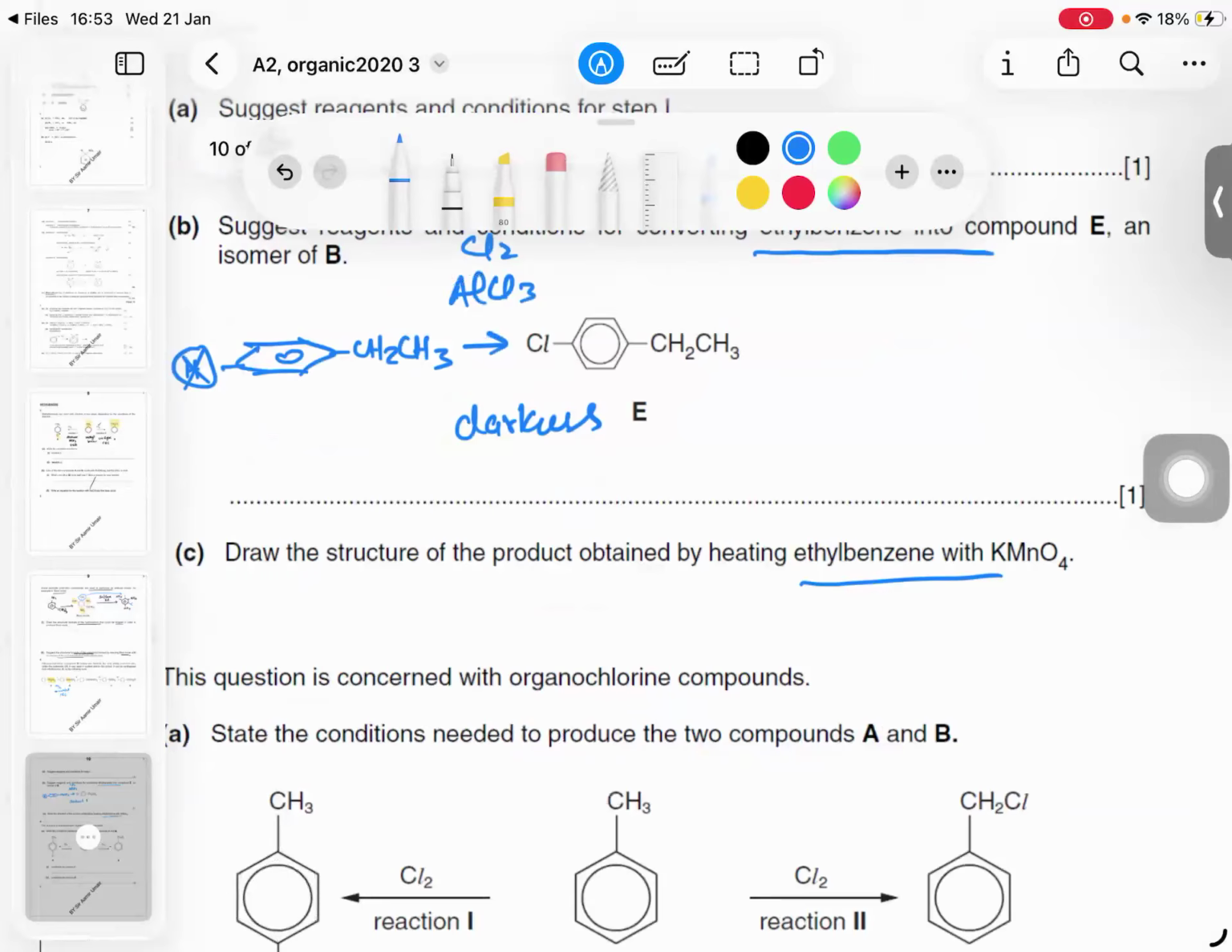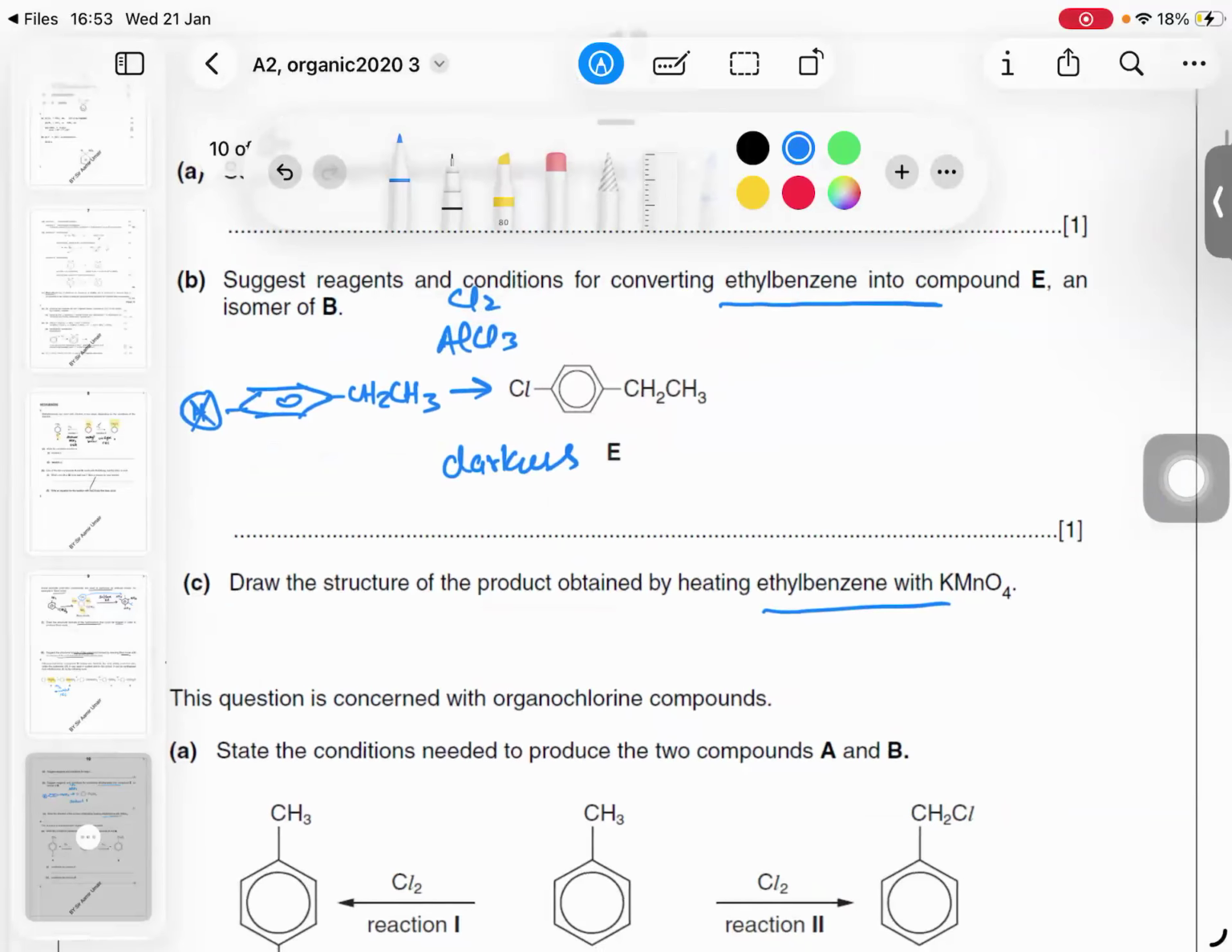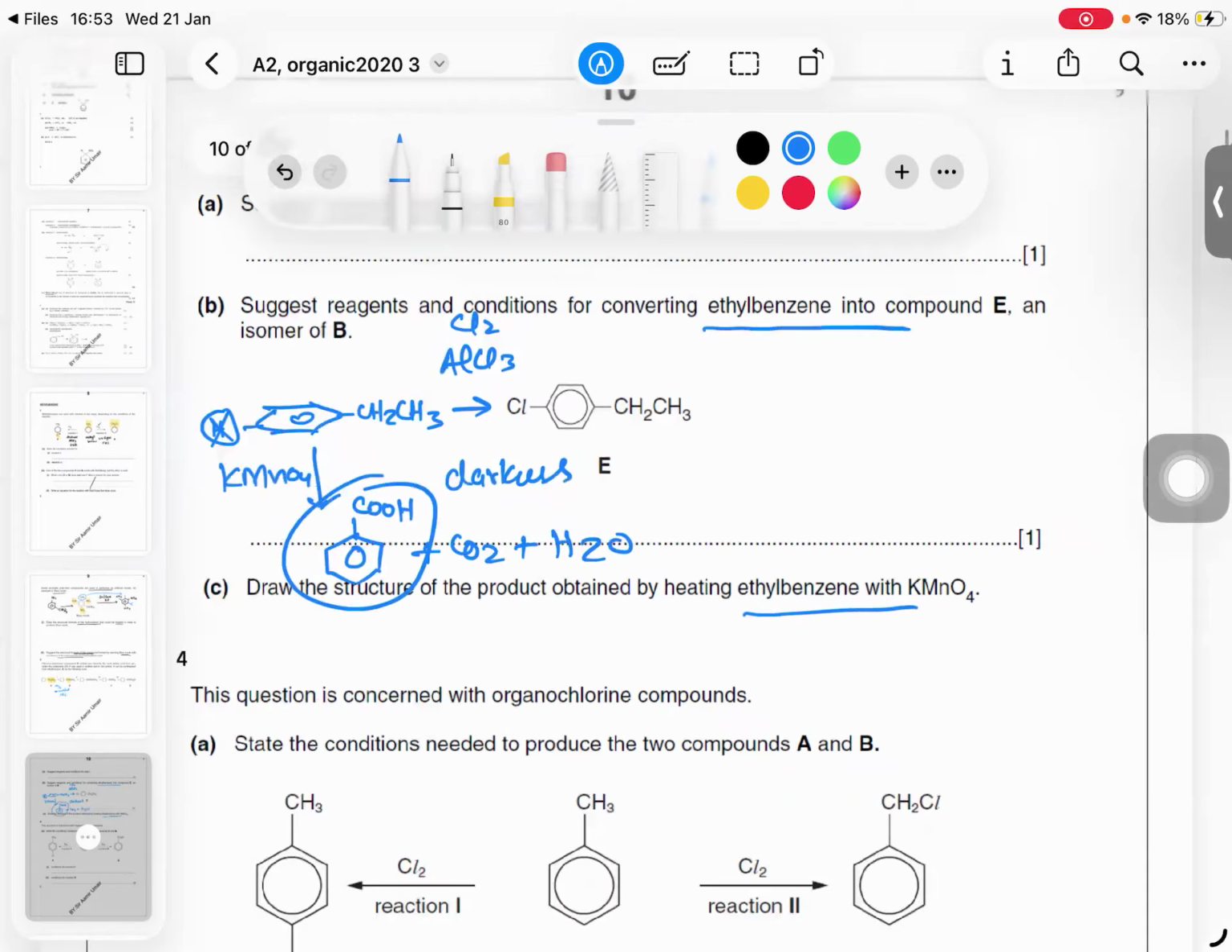Draw the structure of the product obtained when heating ethyl benzene with KMnO4, right? So when you heat this compound with KMnO4, you remember it's an oxidation? Yes, the only product that is always formed, what is the length of carbon chain? It is benzoic acid, plus CO2, plus H2O. But he's asking only the organic product. So the organic product will be benzoic acid.